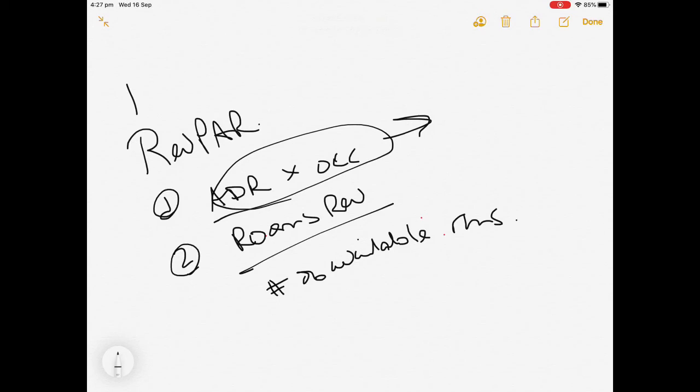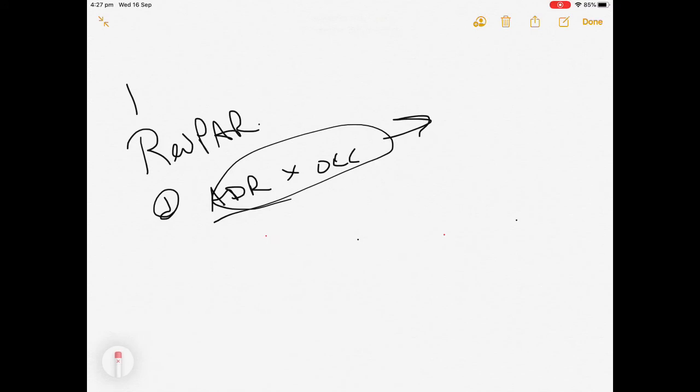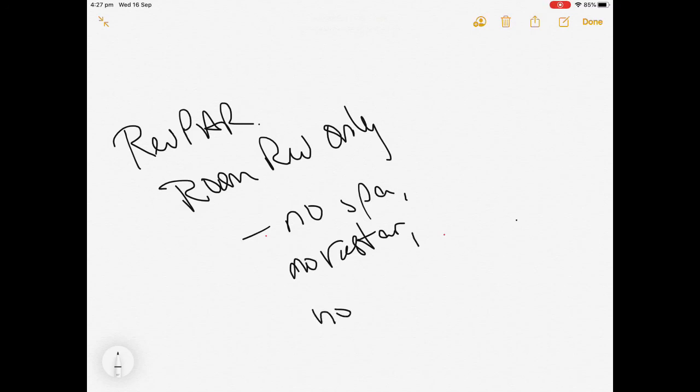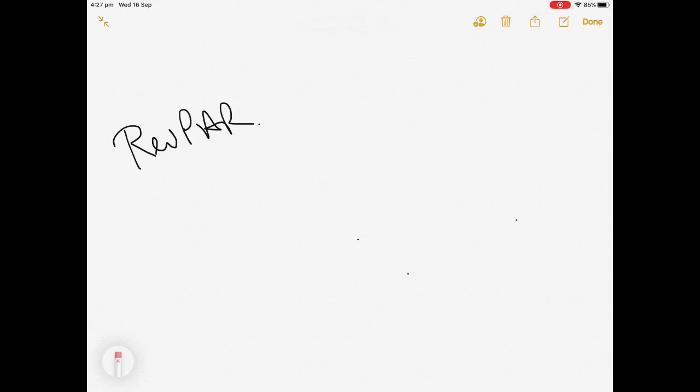Okay, now there's a couple of things to think about with regard to RevPAR, room revenue, that sort of thing, okay? One thing to really keep in mind is the fact that revenue per available room, okay, is room revenue only, okay? So no spa, no restaurants, no parking, etc. Okay, so keep in mind that we again are only talking about room revenue, and those other outlets that make money are very important.